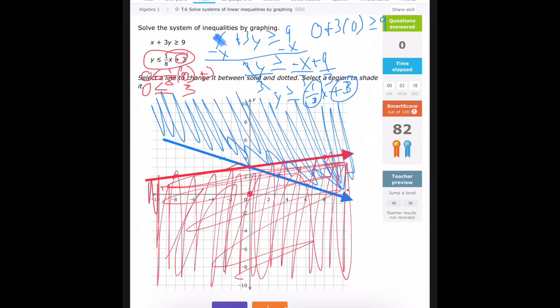Now, again, we can see that solution space show up because it's where the two shaded sections intersect. So everything between those two is what we want. Okay, so that would be my solution space on IXL. That's the part that you would shade in.